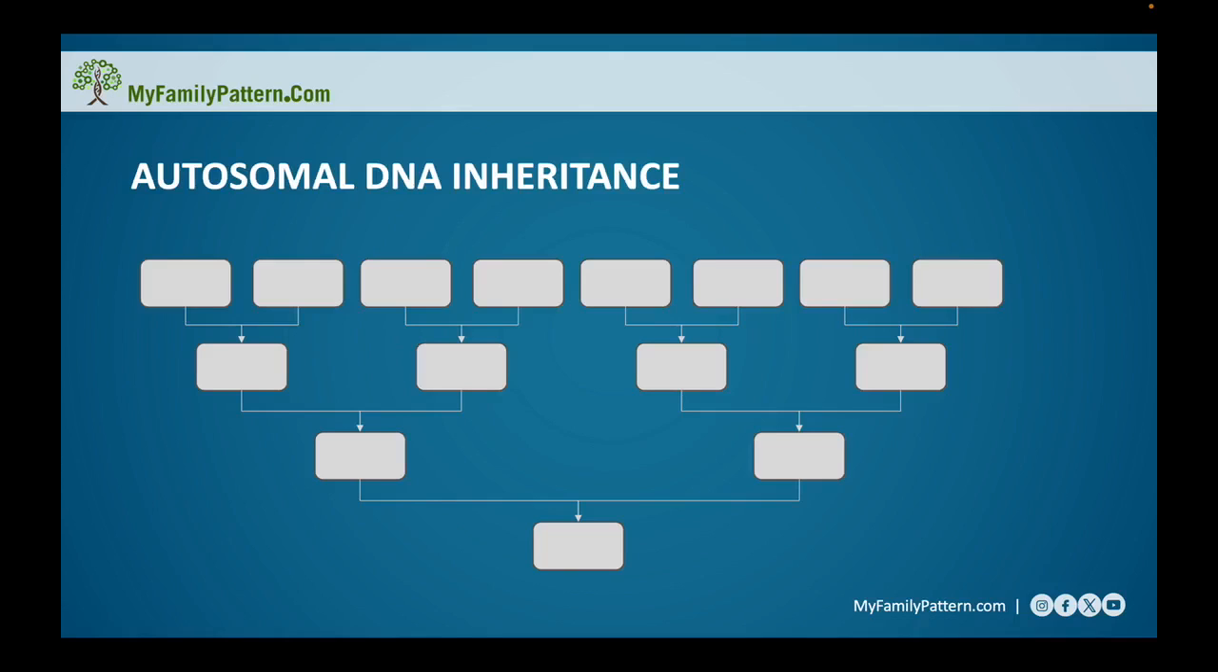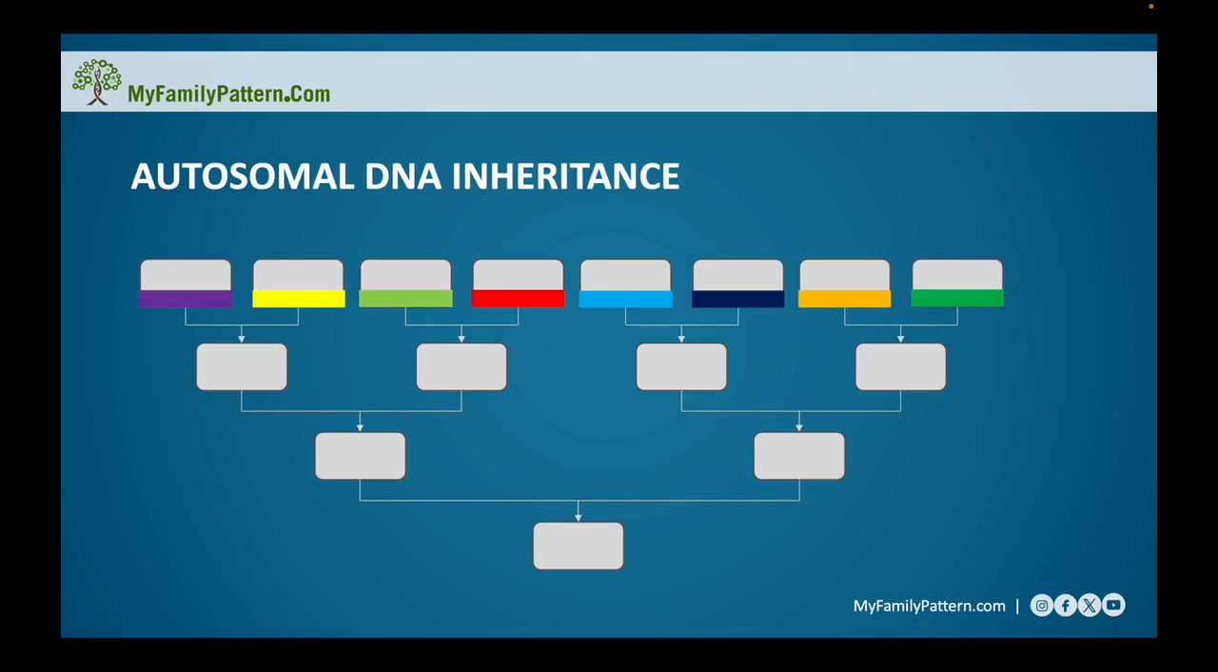So let's talk about how autosomal DNA is inherited. I think most of us know this, but I want to talk about it so that we understand why small DNA segments are potentially risky to use in genealogical research. Just to reiterate, this is typical inheritance, and I'm showing you the great-grandparent level.